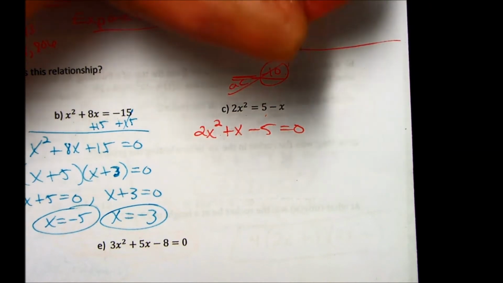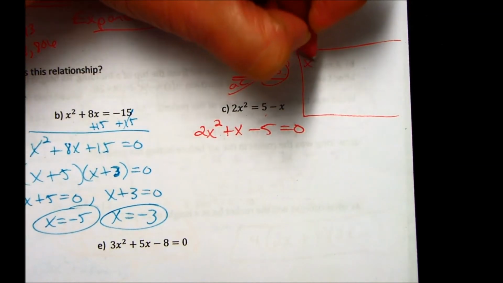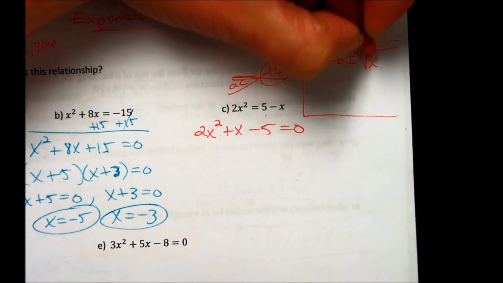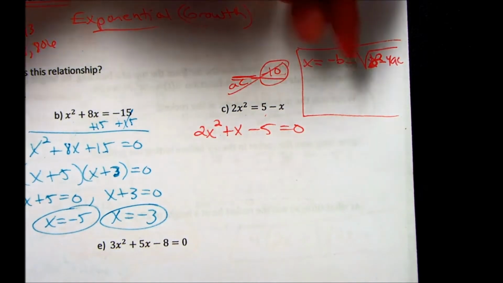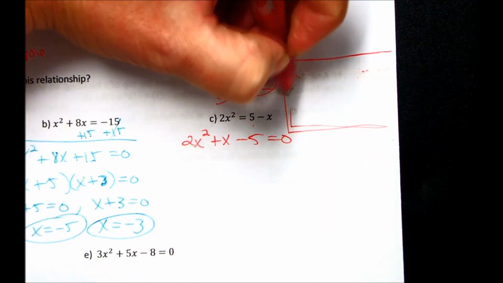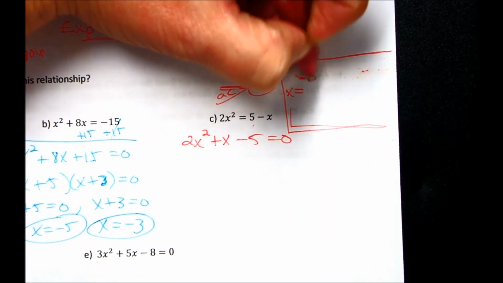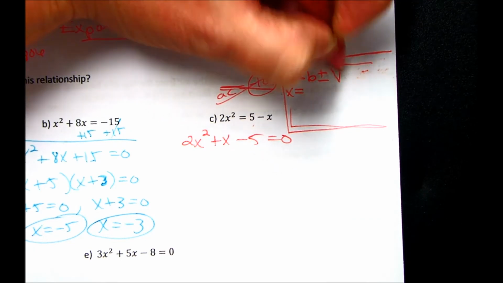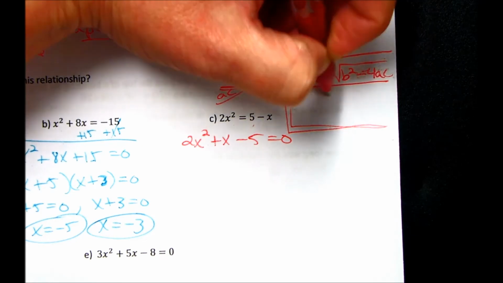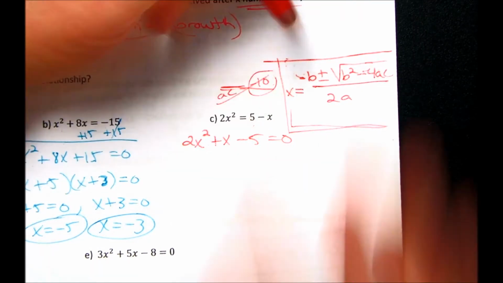Our quadratic formula will be given in the reference sheet, but the formula says x equals -b plus or minus the square root of b squared minus 4ac, all over 2a.